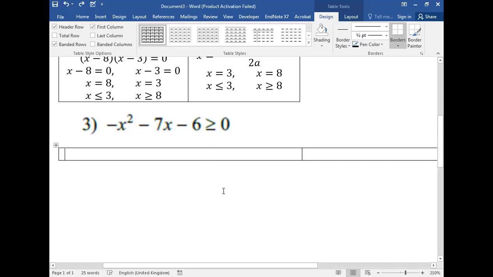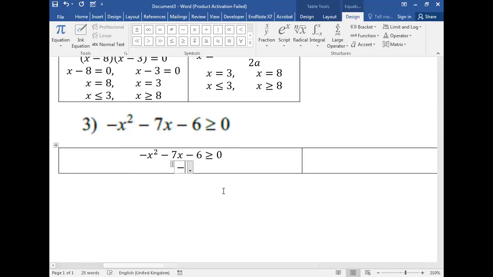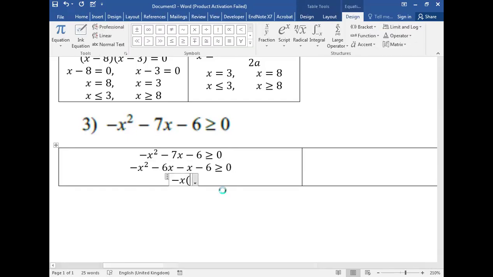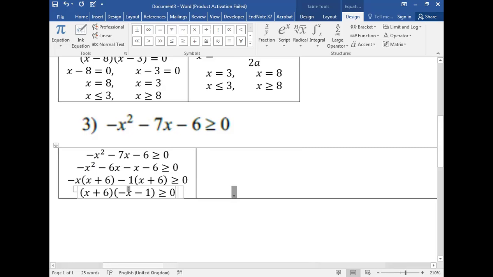Question 3 from the worksheet. I'll again try to attempt it both ways. Let's have a look at minus x square minus 7x minus 6 is greater than or equal to 0. Those who want to do middle term breaking, minus x square minus 6x minus x minus 6 is greater than equal to 0. Minus x common x plus 6 minus 1 common x plus 6 is greater than equal to 0. X plus 6 bracket minus x minus 1 is greater than equal to 0. Is this clear?